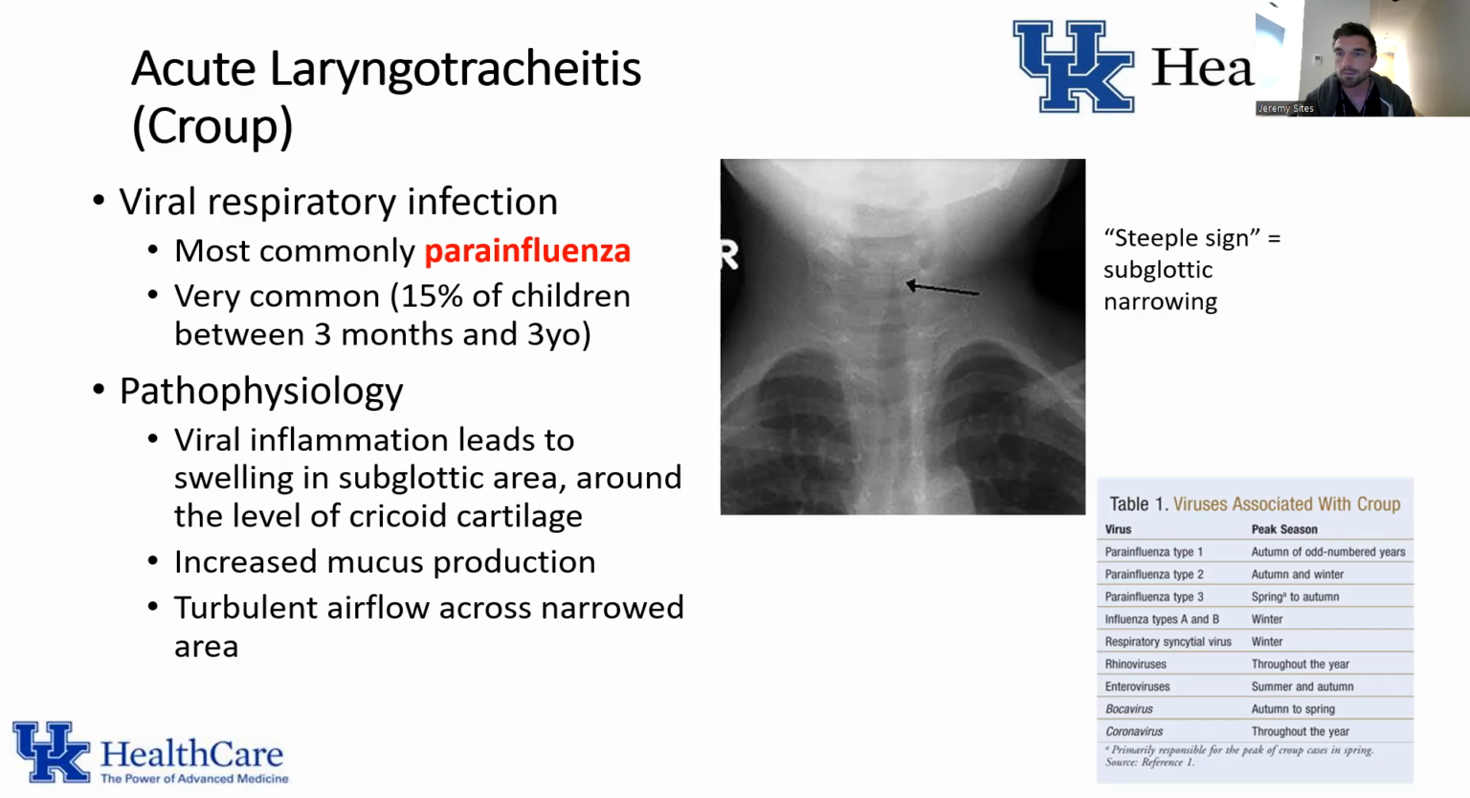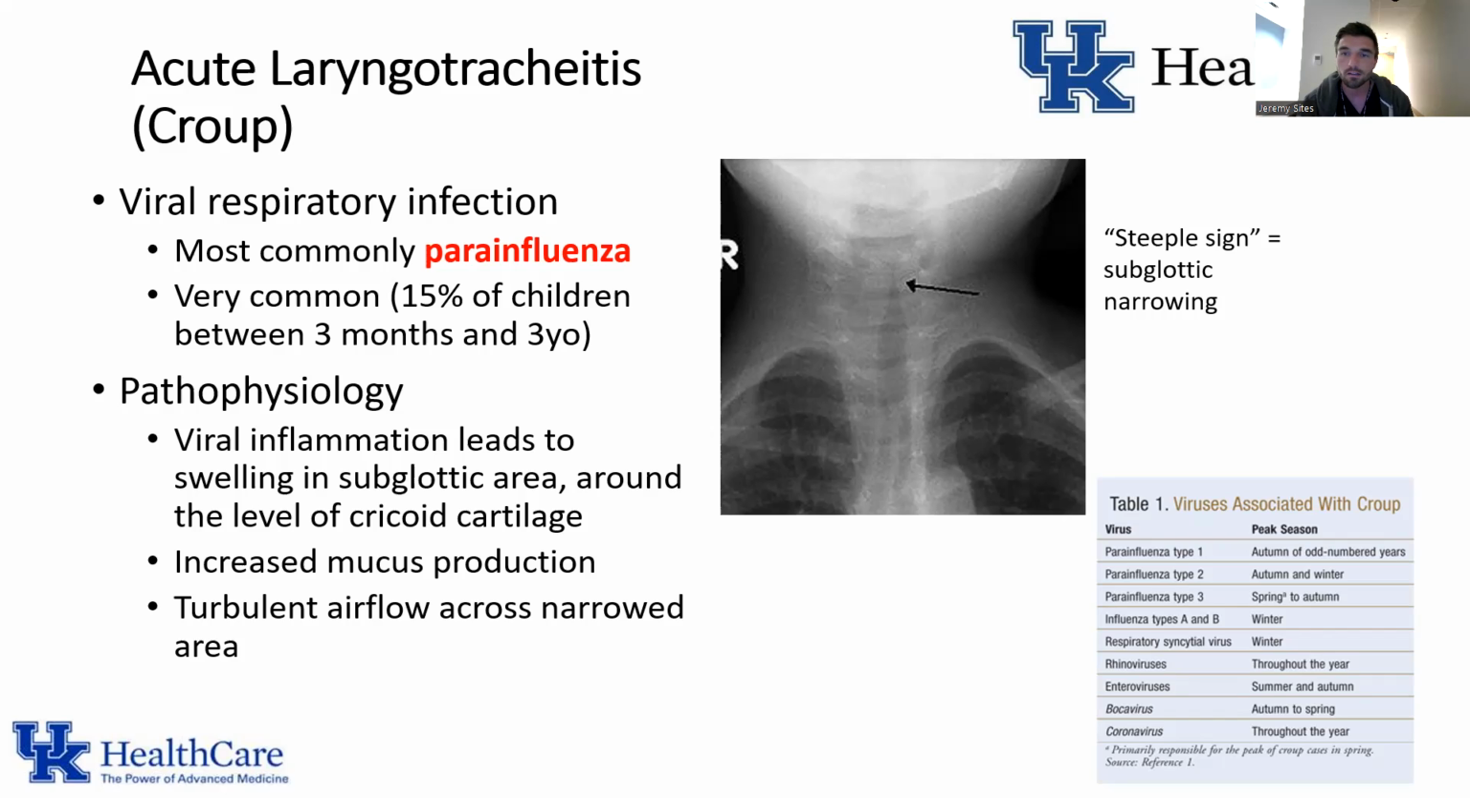What actually happens to cause the signs, symptoms, and clinical picture we see with croup: viral inflammation leading to swelling of the larynx and the proximal portion of the trachea, or the subglottic area. This area is around the level of the cricoid cartilage. Remember from part one, this is somewhat debated, it's not capital T truth, but I think it is relatively true in the pediatric world that we believe the narrowest portion of the pediatric airway to be the cricoid cartilage just below the vocal cords.